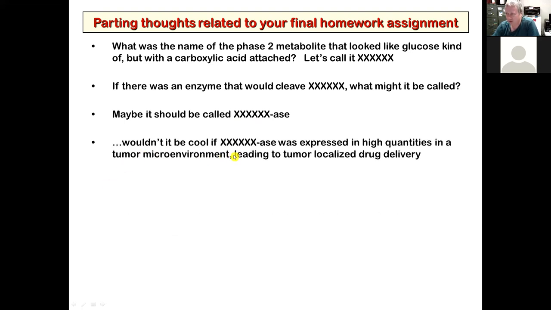Wouldn't it be cool if blah blah blah ACE was expressed in high quantities in a tumor microenvironment, leading to tumor localized drug delivery? Wouldn't that be cool? That would be cool because then I could maybe have this XXXX thing on there in a way that it's stable, but when it sees the tumor, it gets snipped off and then the payload gets released, right? Wouldn't that be cool? I think it'd be cool.